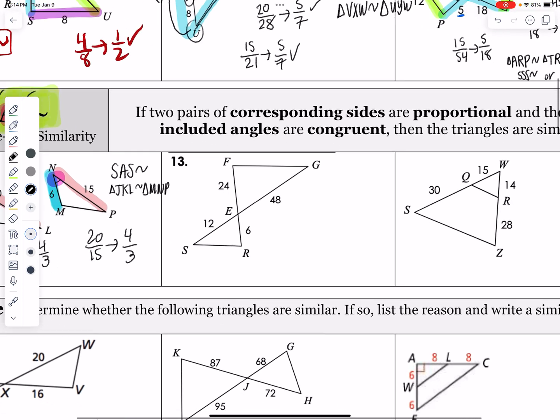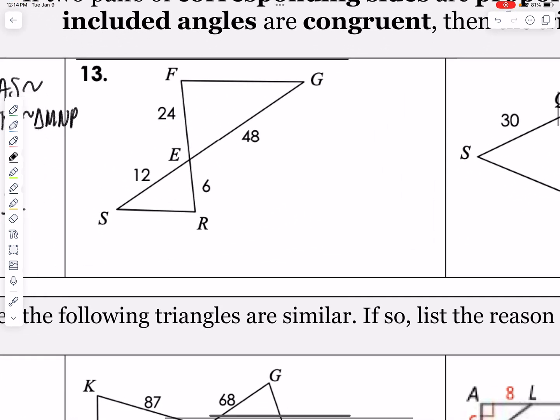All right, let's do this one. We've got our vertical angles again, so I get to add those in the middle. Those are congruent to each other. And then how do I tell who corresponds with the 24? 24 is smaller than 48 in the triangle at the top, so we need to put that with the smaller piece, which is going to be 6.